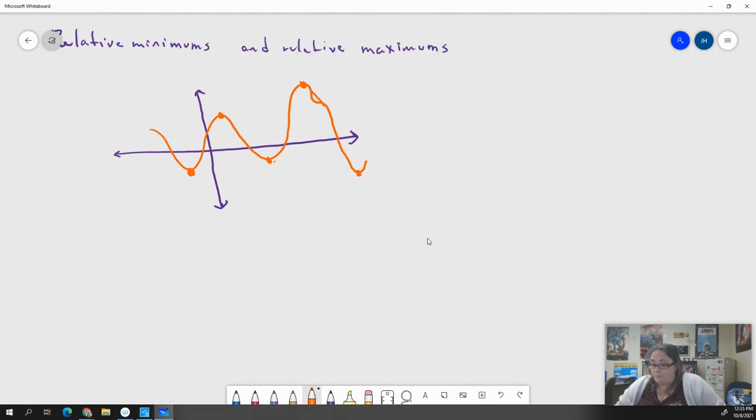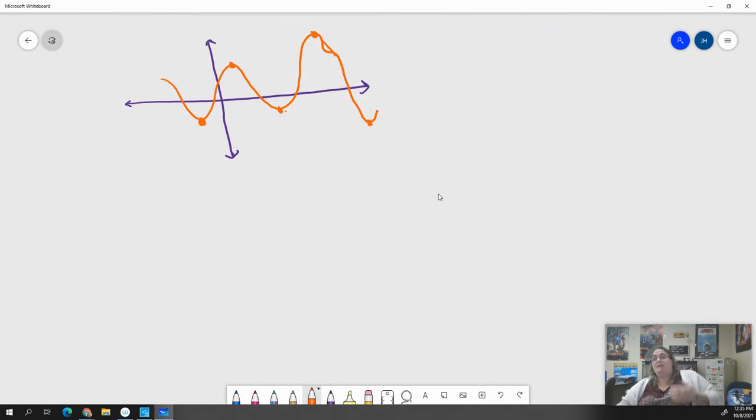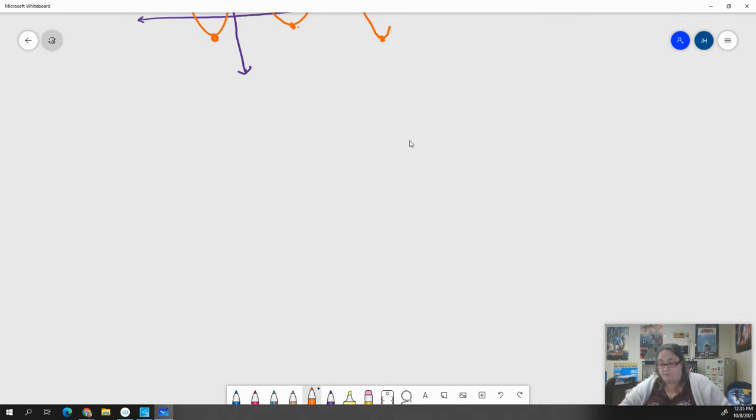The next bit that we're going to be talking about is, I think, the hardest bit of this section, and it is called the average rate of change.